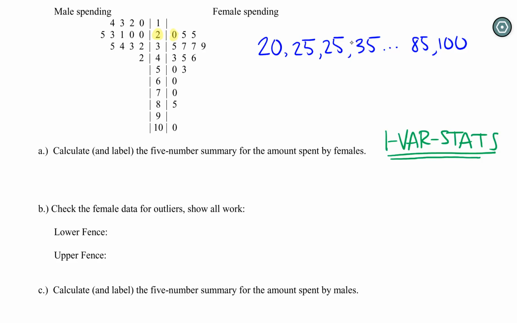So now I'm going to give you the opportunity to pause the video so that you can figure out the 5-number summary, check out those outliers, and then we'll come back and do the male data together. So pause the video now.